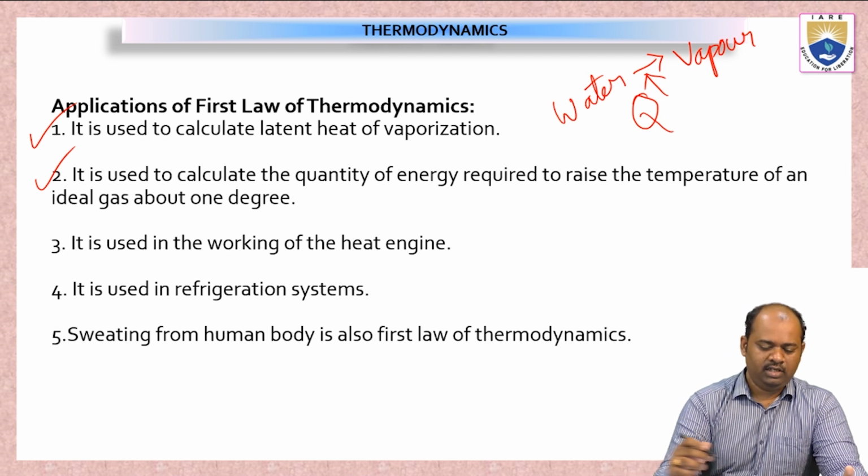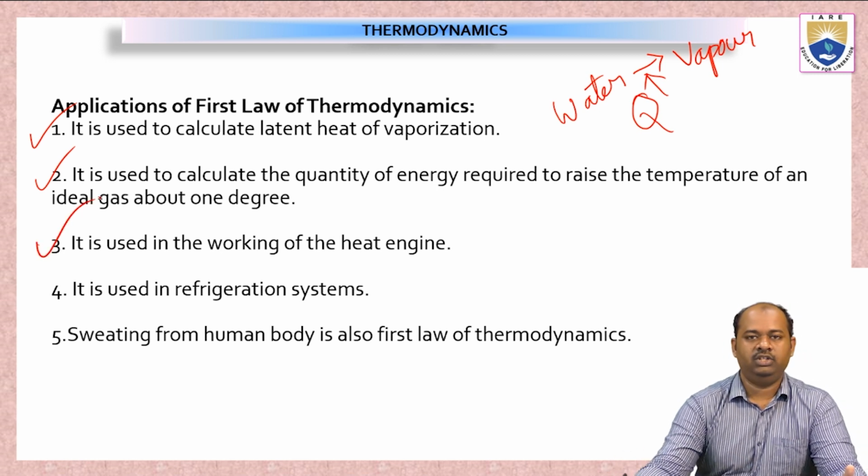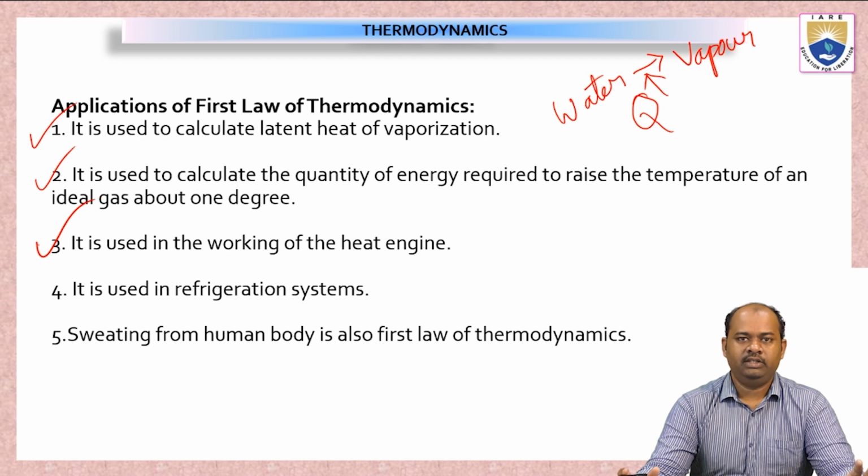And the third one is, it is used in the working of the heat engine. We know the heat engine is the ideal engine where we are going to use some energy for creating mechanical energy. Like all the engines work on this heat engine process. So the first law of thermodynamics is the base for all the internal combustion engines or external combustion engines, where we are going to convert the chemical energy or heat energy of the fuel into mechanical energy.